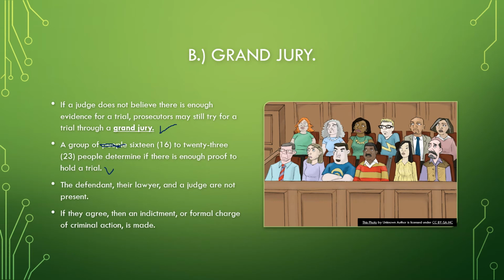The defendant, their lawyer, and the judge are not present at this proceeding. So it's mainly the prosecutor, the evidence and the testimony, sometimes witness testimony, and then the grand jury. They don't decide if the person is guilty or innocent. They simply decide if there's enough information or enough proof for the person to go to trial. So if they agree, then an indictment, I want to underline that there for you, or formal charge of criminal action, is then made against the person.